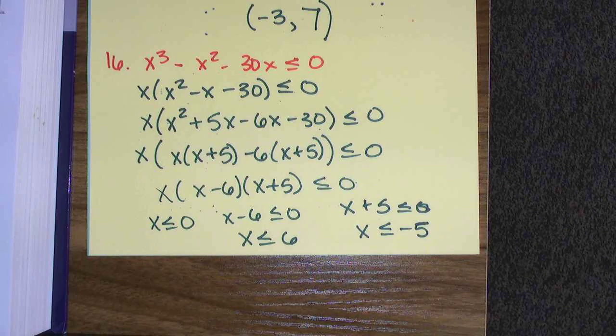1 minus 1, 0, minus 30, less than 0. Okay, that's true. How about negative 1? Negative 1, minus 1, negative 2, plus 30. It's greater than 0, so negative 1 doesn't work. I'm just trying random numbers to see if we can figure this out. So we said 1 works, negative 1 does not work. Based on that, ideas on what our interval could be?